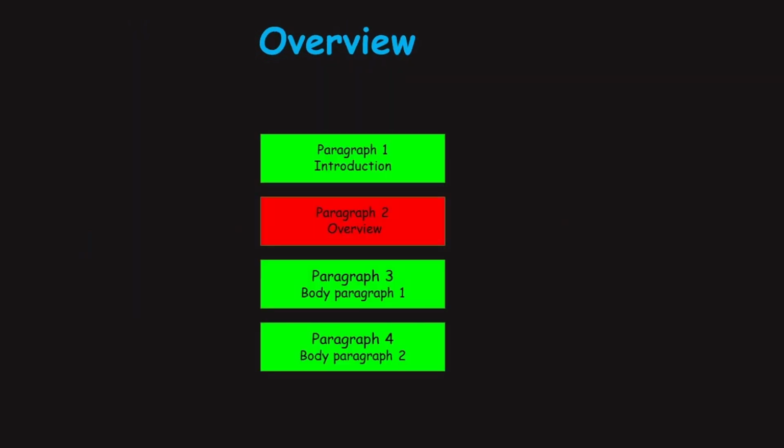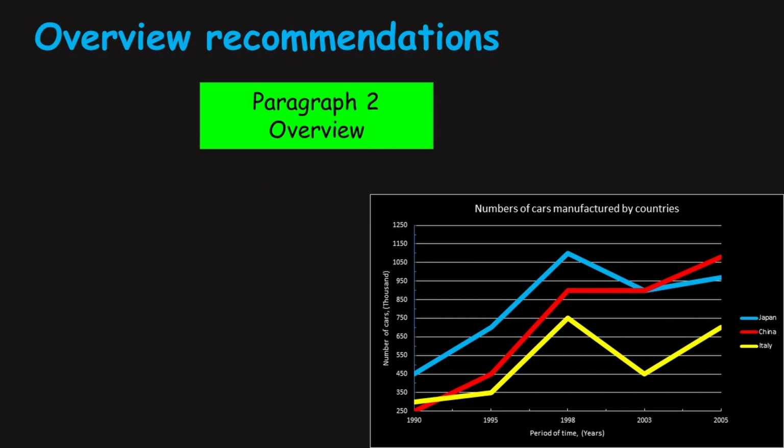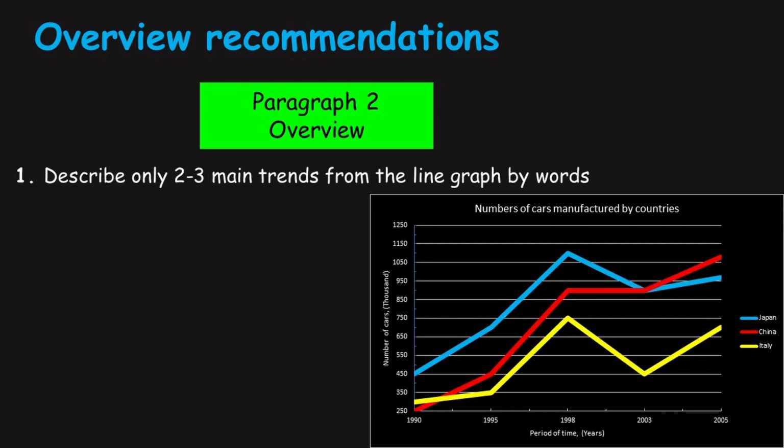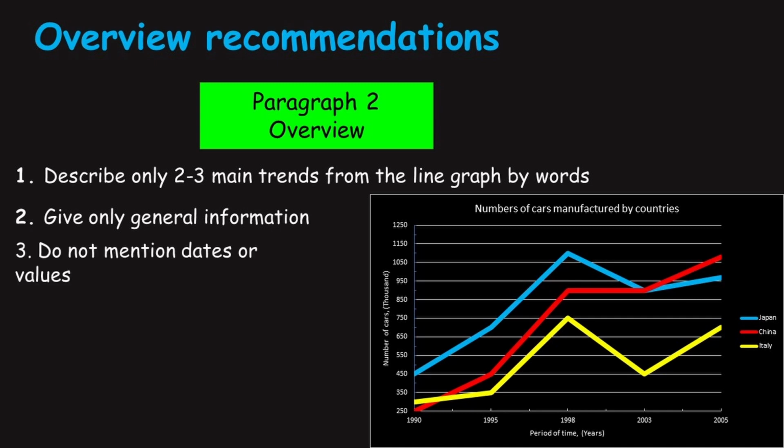Paragraph 2. Overview. Before we start, look at the list of recommendations for a perfect overview. Describe 2 or 3 main trends from the line graph. Give only general information from the line graph. Do not mention dates or values in your overview. Detailed information will be described in body paragraphs. Make comparisons. It's compulsory as it's asked in the task.